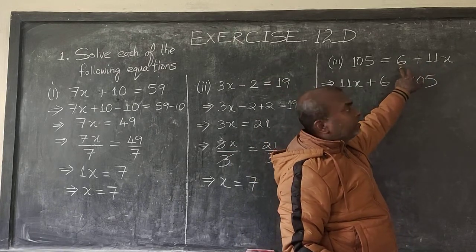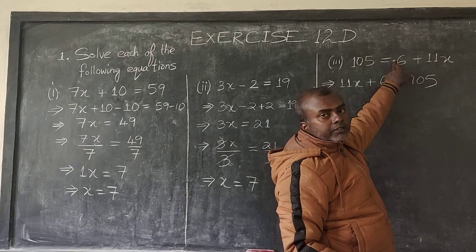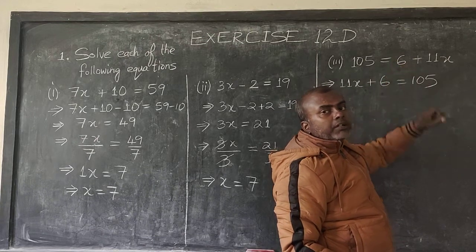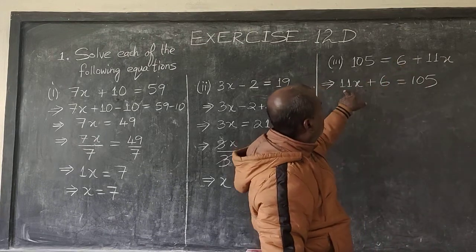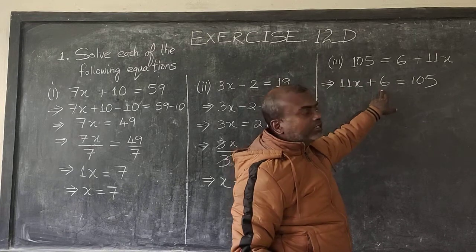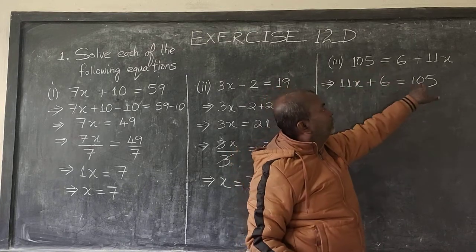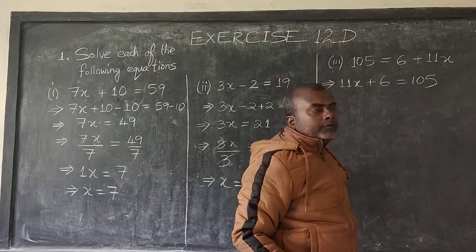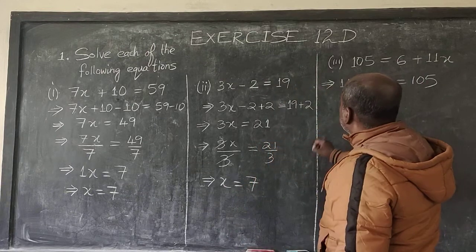6 is also a plus number because there is no sign in front of 6. So it is taken for granted that there is a plus sign. So I can write 11x plus 6 equals 105. Okay, now this looks familiar to us.